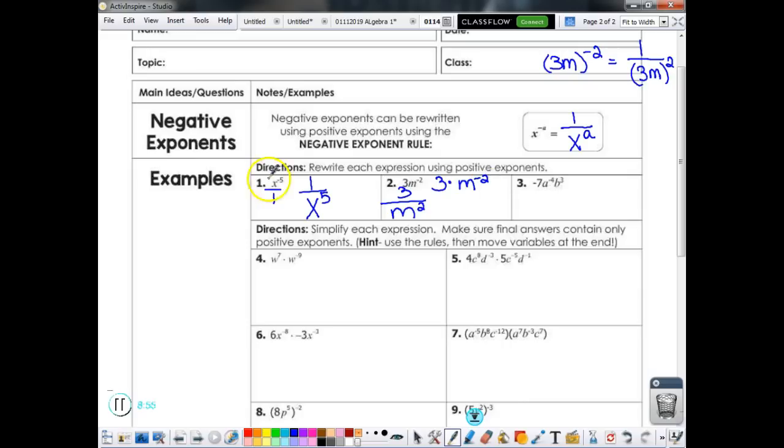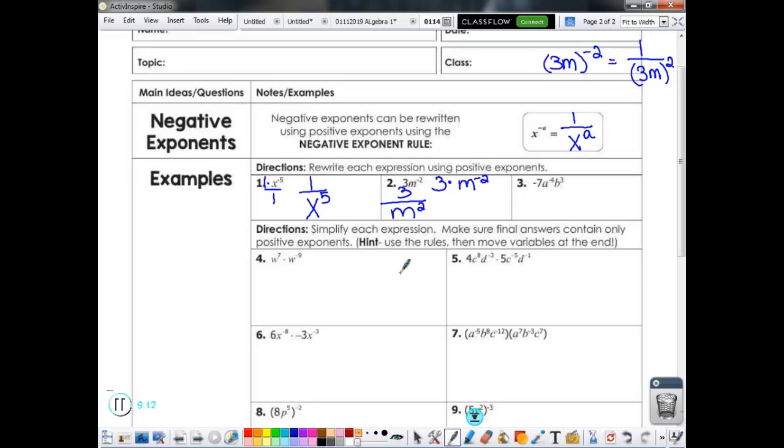This over here is 1 times x to the negative 5. Right, because it's multiplying. This is multiplying each other. Okay? So be careful with that. So just like 2, 3 is also a little tricky.